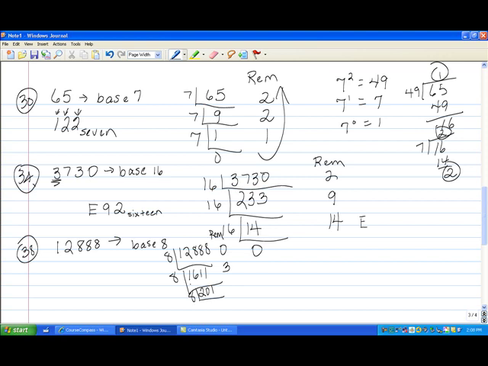Alright, so 201 divided by 8 is 25 with a remainder of 1. 8 into 25 goes 3 times with a remainder of 1. 8 into 3 won't go, so a remainder of 3. So I'm going to have 31130, base 8. And let me double check that one is correct.